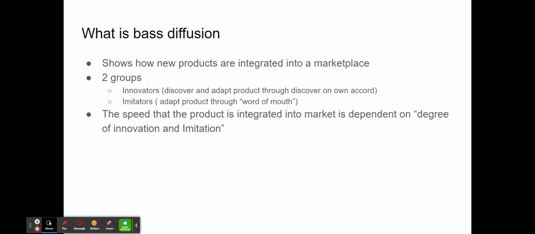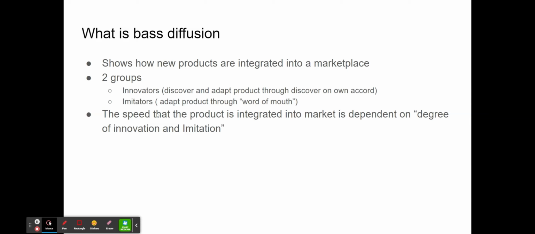And basically, there's a premise of two groups: the innovators and the imitators. Innovators are the people that discover the product on their own accord. So from Apple posting their ads on YouTube and them choosing to purchase it, they would be an innovator. And an imitator is someone that buys a product because of someone else. So if I bought the newest iPhone and my friend sees that I bought it and he goes to buy it himself as well, he would be an imitator.